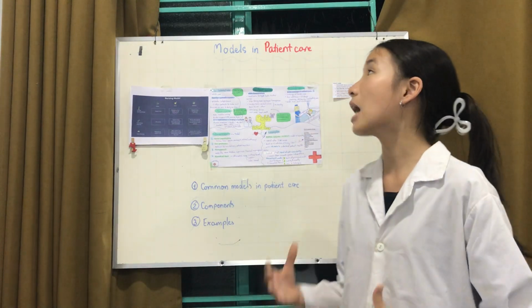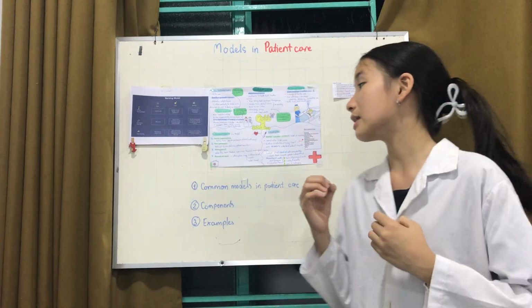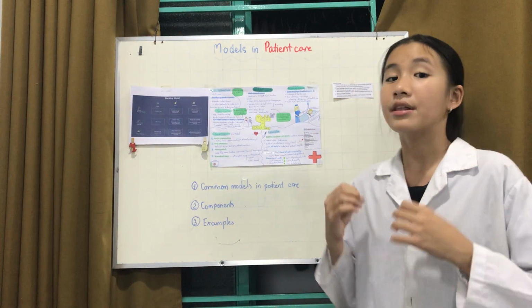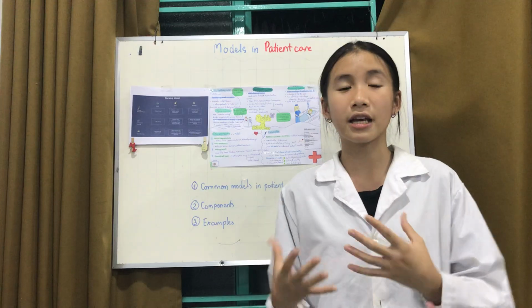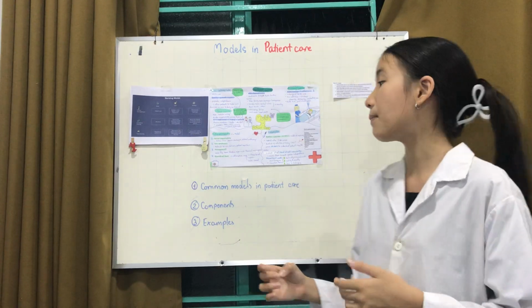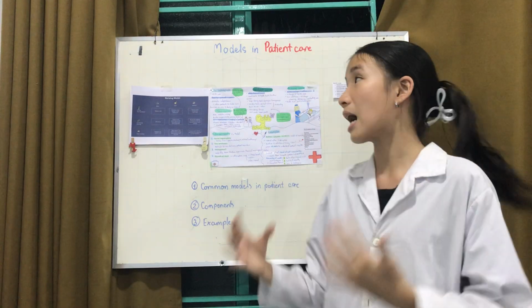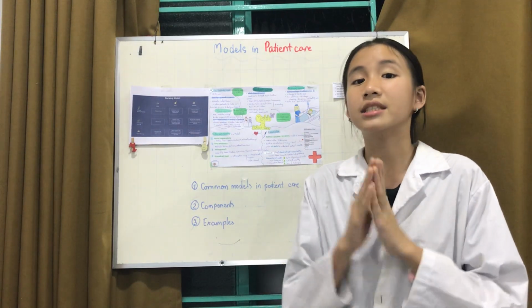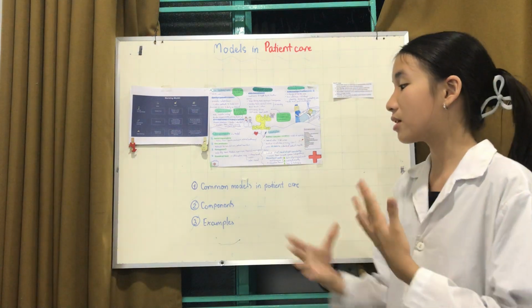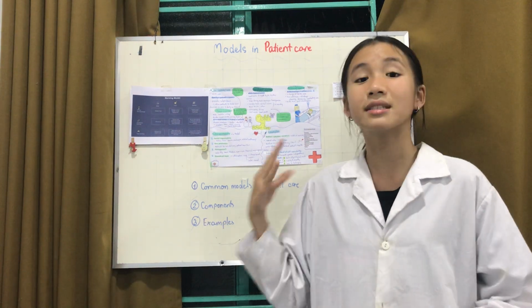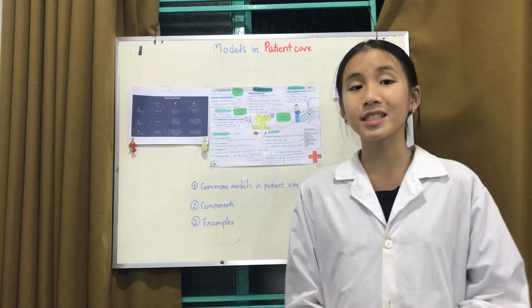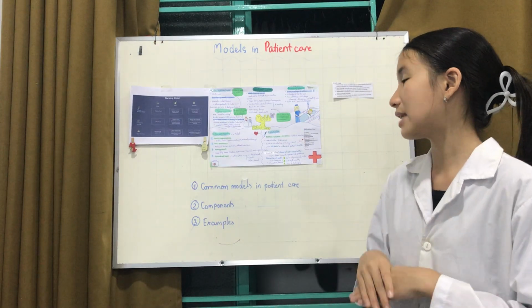In this video, I'll be talking about my main video, which is on models in patient care. Now, in this video, I'll be talking about three main parts. The first part is about the common models in patient care. The second part is the components in patient care, and for the last part, I'll be talking about the Roper, Logan, and Tierney model. This is a model which is common in the UK. So I'll be talking about that in the examples part, which is the last part. Now let's get started on my first part, which is the common models in patient care.